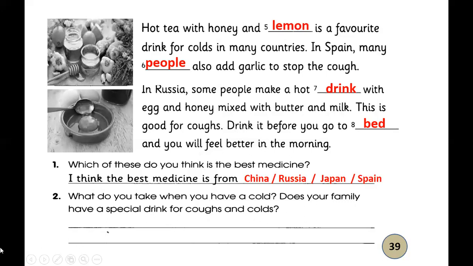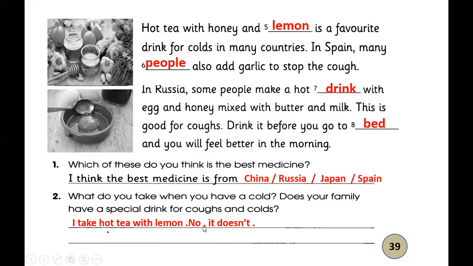The answer that I expect, you can write another answer: I take hot tea with lemon. This is the first answer for the first question. What do you take when you have a cold? I take hot tea with lemon. Or you can say I take hot tea with honey. Or you can say I take hot milk with honey. Also, it's correct.